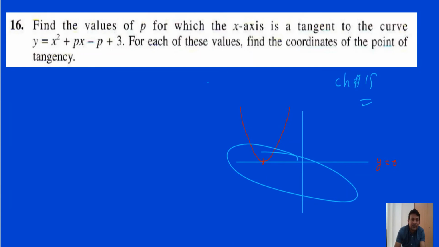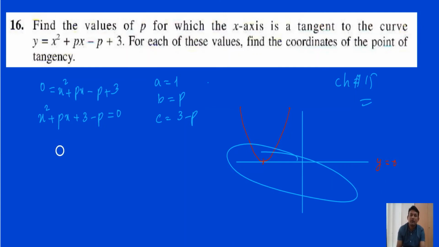Tangent and x-axis means y is 0. So 0 is equal to x squared plus px minus p plus 3. I would write x squared plus px plus 3 first and p afterward, because this is my way. I write positive values: a is 1, b is p, and c is 3 minus p.